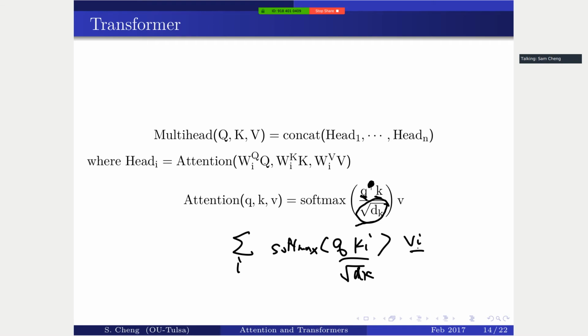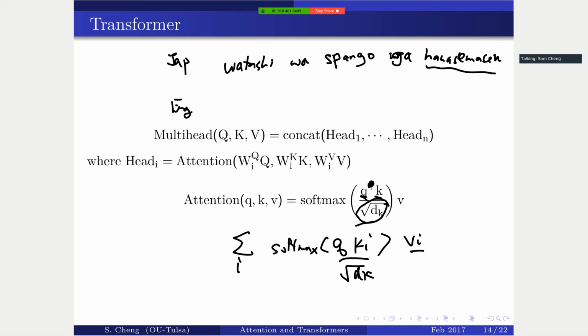So for example, if I go back to an example, if I have keys here, and I translate from maybe Japanese to English: watashi wa, span, go ga, harasaimasen. So this is "I cannot speak." Okay, this is "cannot speak" here.